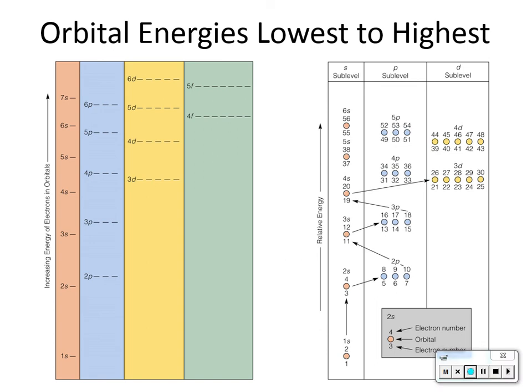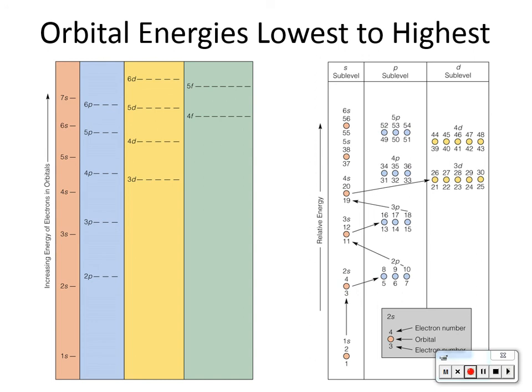Y-axis, left-hand side. What does it say? Increasing energy of electrons in orbitals. In which way does the arrow point? Up. So if it's increasing energy and the arrow points up, where are we going to start reading this diagram? At the bottom. We want the lowest energy orbitals first.